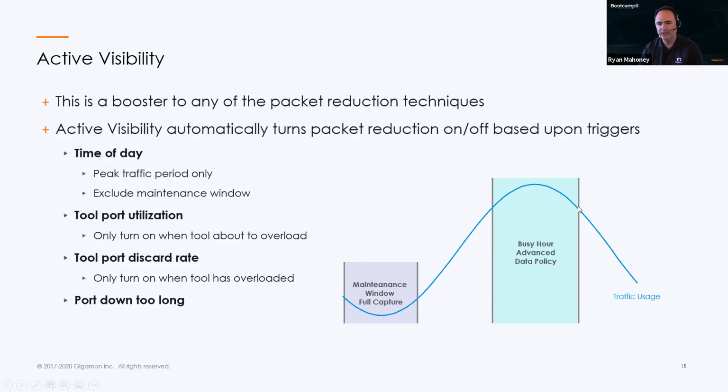And when you get into busy hour, you can turn the packet reduction on so that you don't have to size your probes for this extreme peak traffic. You just size it for more of an average traffic throughout the day. That's one. So this time of day, we can also do it off of tool port utilization.